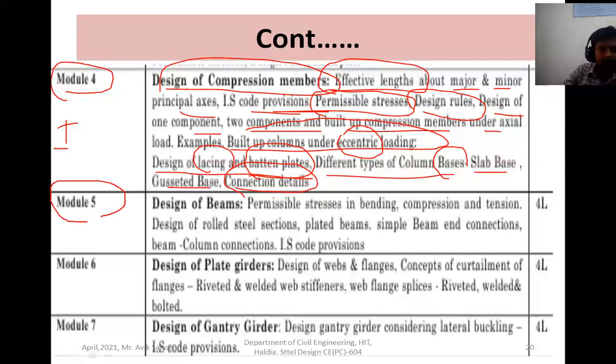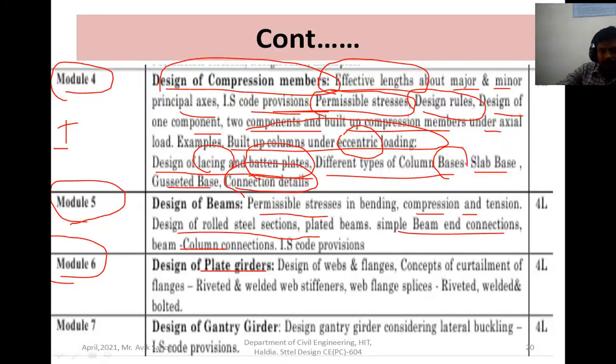In module 5 you learn how the beams are designed using the permissible stresses in bending as well as compression, tension, design of rolled steel section, plated beams, simple beam end connection, beam column connection, and the IS code provision also required. In module 6 you will learn the design of plate girder.